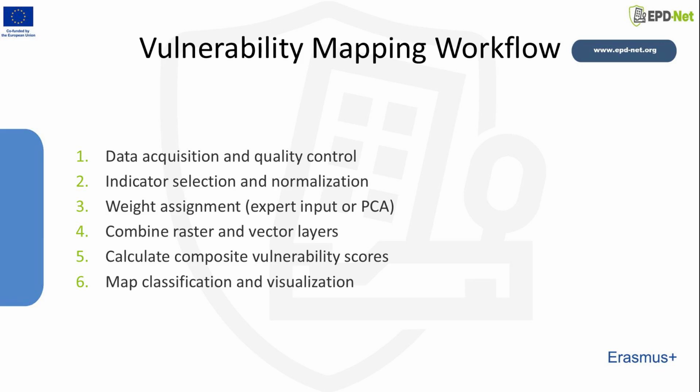The systematic workflow for vulnerability mapping comprises 6 essential phases that ensure methodological rigor and analytical reproducibility. First, data acquisition and quality control involves gathering diverse datasets from multiple sources, followed by rigorous validation procedures to identify and address errors, inconsistencies, and missing values that could compromise analytical integrity. Second, indicator selection and normalization requires careful identification of relevant vulnerability indicators based on conceptual frameworks and data availability, followed by standardization of variables measured on different scales to enable meaningful comparison and aggregation.